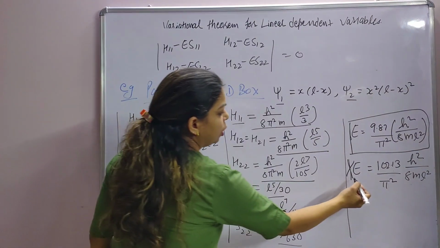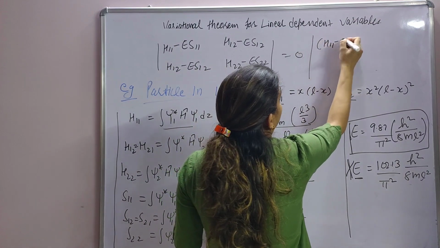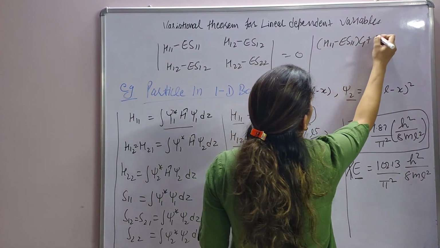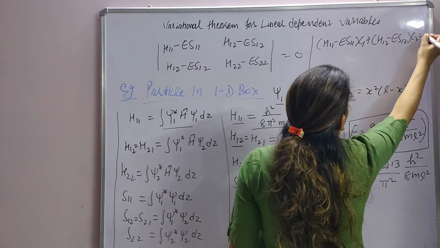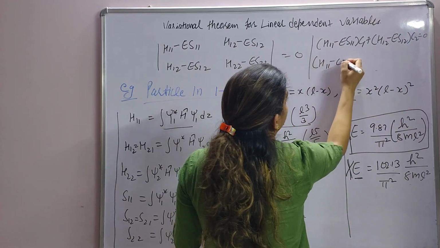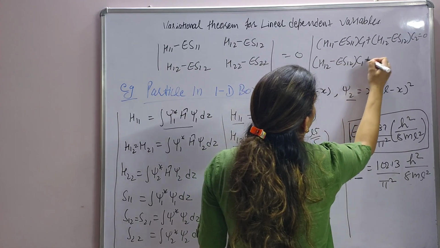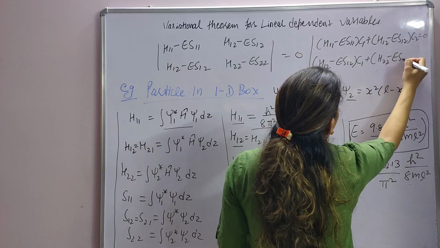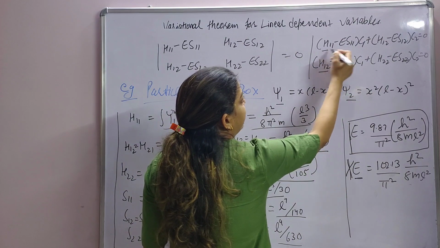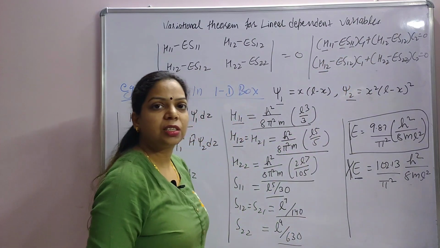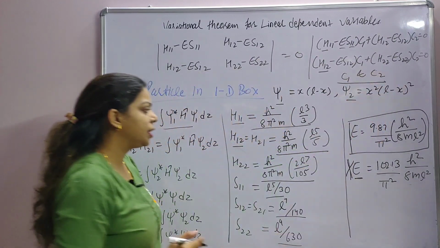Again, if you substitute this value of energy in the secular equations, which were H11 minus ES11 C1 plus H12 minus ES12 C2 is equal to 0, and H12 minus ES12 C1 plus H22 minus ES22 C2 is equal to 0, and you substitute the values of the H and S parameters and energy in this expression, you will get the values of C1 and C2 also. So this way we can solve for any system.